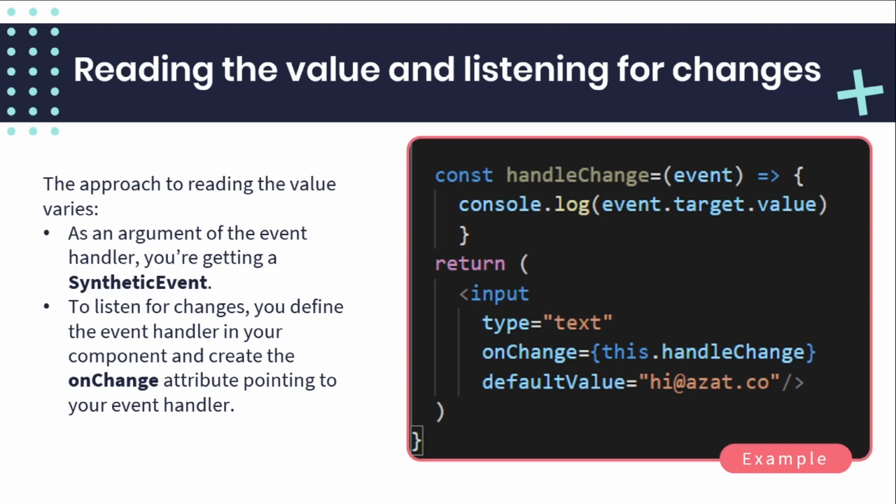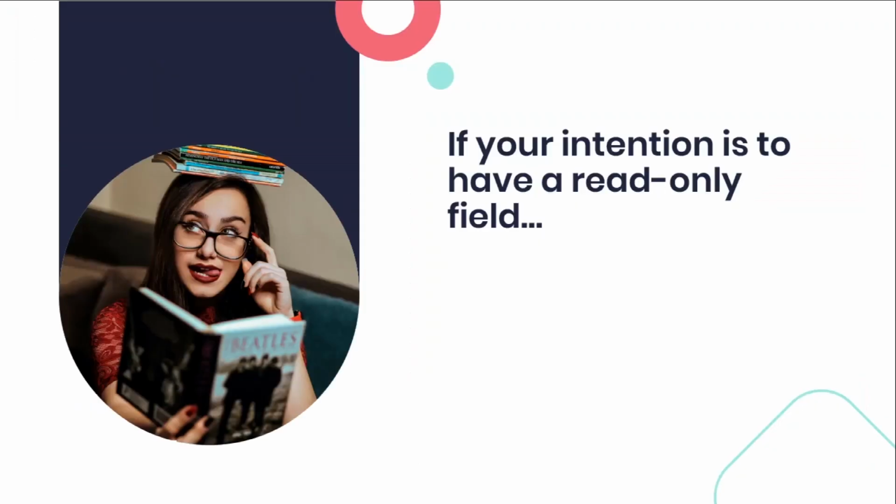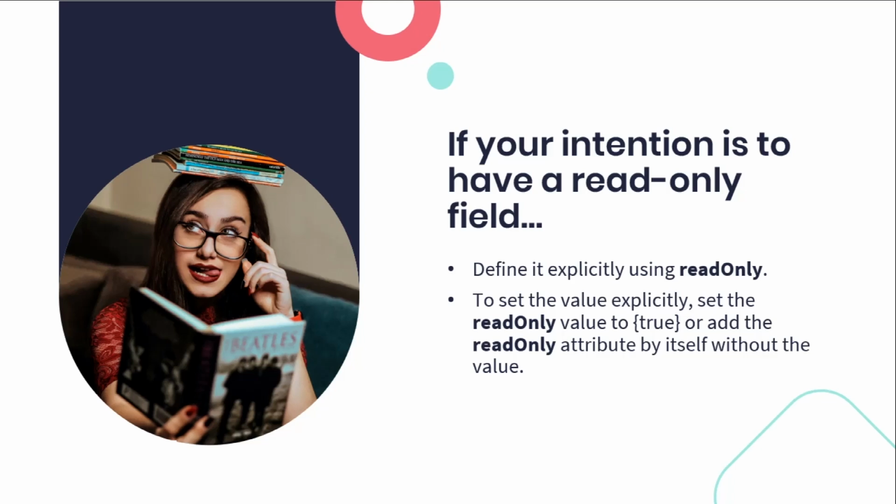And interestingly, if you don't define onChange but provide value, React will issue a warning and make the element read-only. If your intention is to have a read-only field, it's better to define it explicitly by providing readOnly. This will not only remove the warning, but also ensure that other programmers who read the code know that this is a read-only field by design. To set the value explicitly, set the readOnly value to true. That is, readOnly equals true. Or add the readOnly attribute by itself without the value. Then React by default will add the value of true to the attribute.